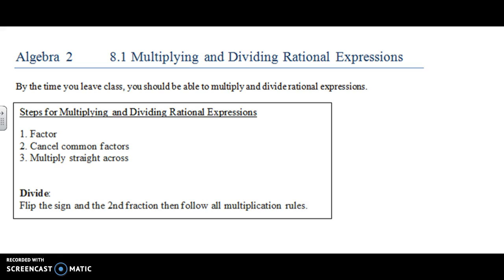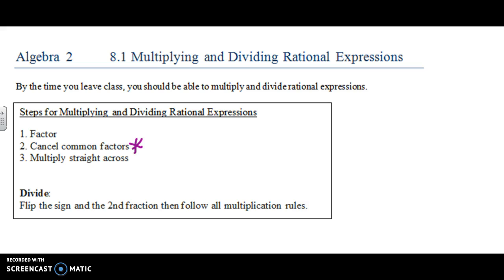So today we're going to work on multiplying and dividing rational or fraction expressions. Yesterday we worked on just simplifying them. So before you leave today, I want you to be able to work on the factoring part, canceling when it comes to multiplication, and multiplying straight across. You always want to do the canceling part first and cancel out your common factors, because that will make that third step of multiplying straight across much easier.